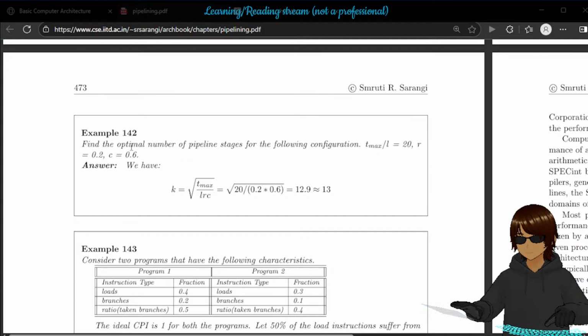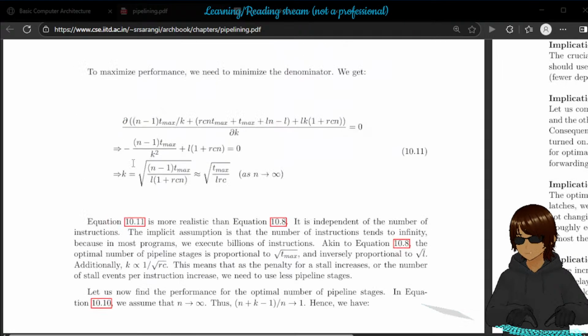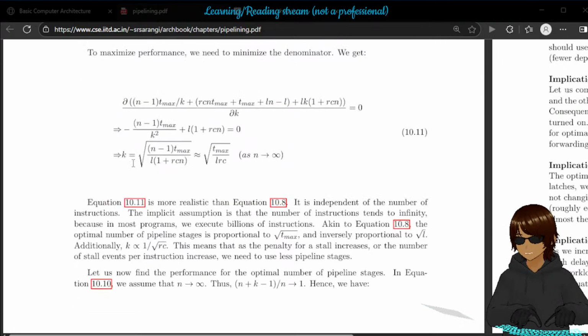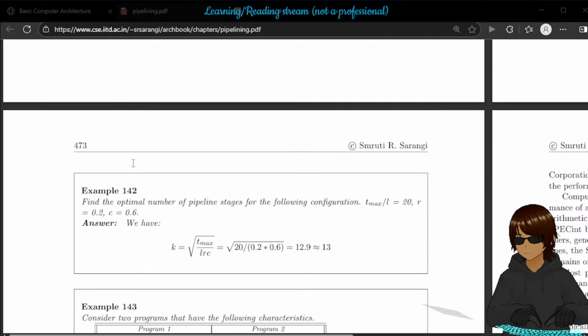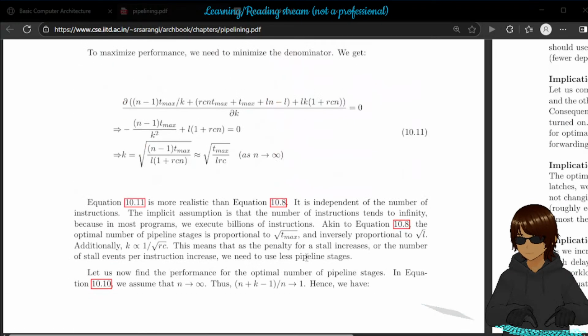Find the optimal number of pipeline stages for the following configuration. Tmax divided by L is equal to 20, R is 0.2 and C is 0.6. So we use 10.11, right? 20 divided by 0.2 times 0.6. We get 13.